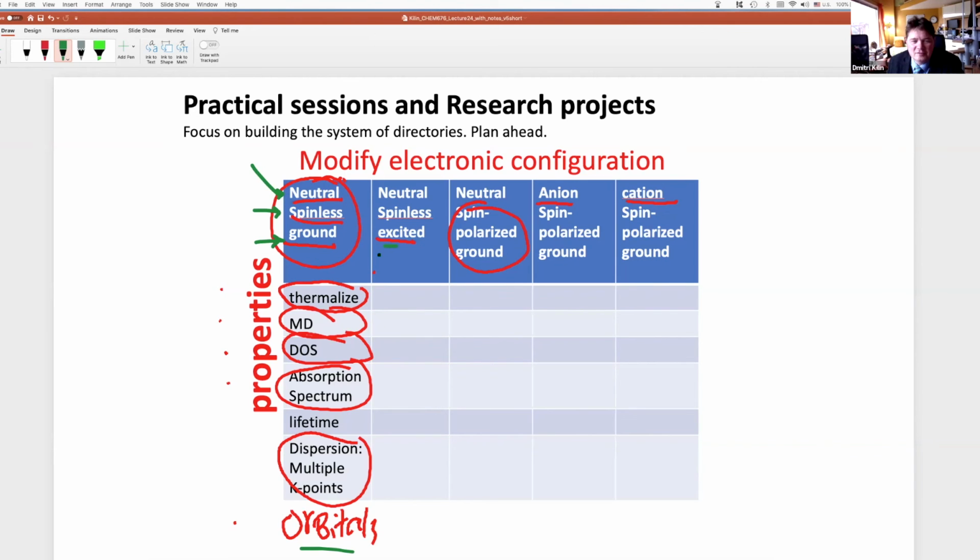excite it, by the survey that I think Sarah presented at the end of her presentation. And then with this Fermi excitation, Fermi weights, thermalize, do molecular dynamics, and then do density of states, spectrum, dispersion, plot orbitals.